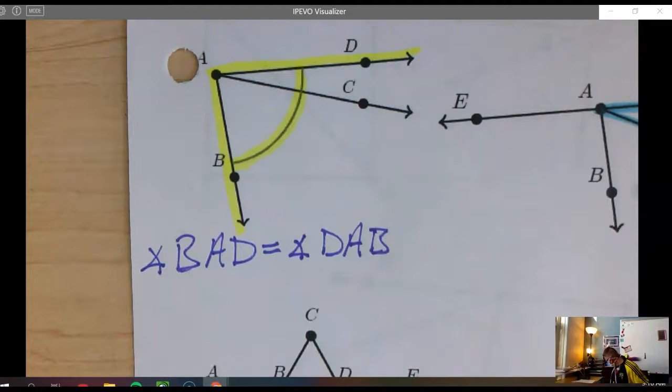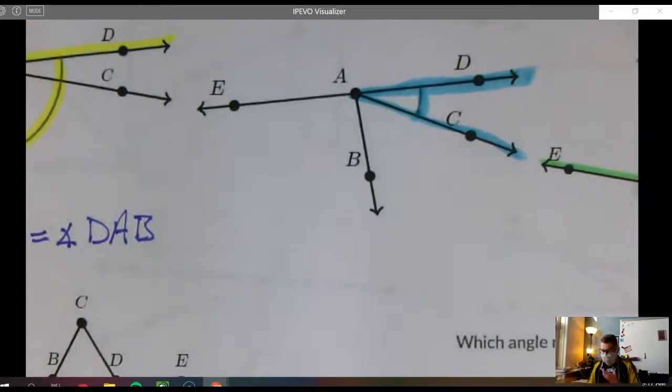I got coffee on my desk. Yeah, I mean, I highlighted the one that we're looking at. Oh, yeah. So highlight the angle it's asking about, then give the other name of it.